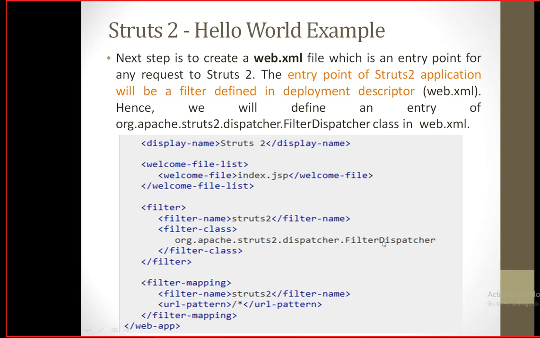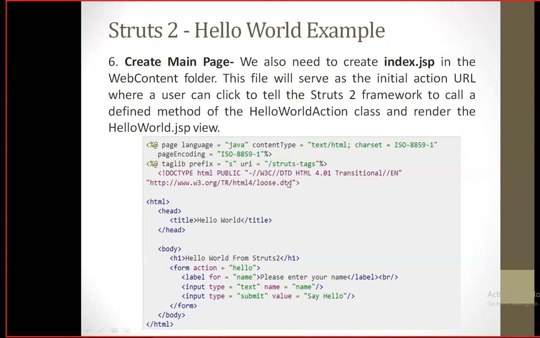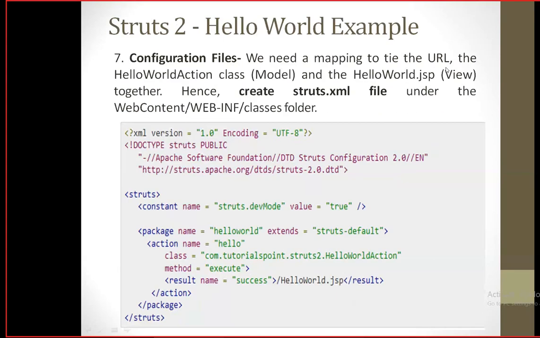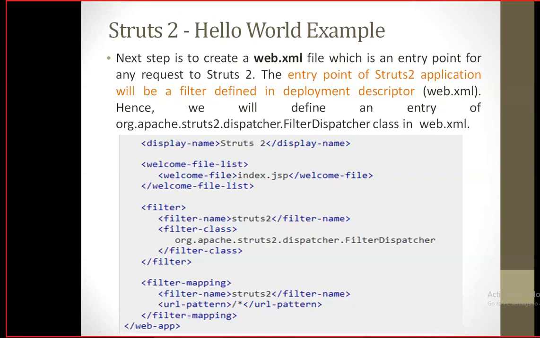So generally we use the filter dispatcher, right? And apart from that, we will have to specify the welcome file list, right? So index.jsp, whatever was our form, right? This form. So index.jsp is our welcome file. So all those things we have to specify inside the web.xml. Okay.